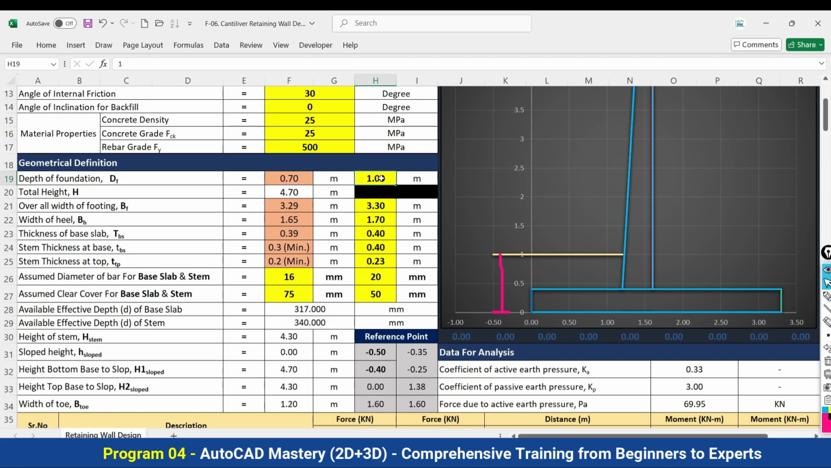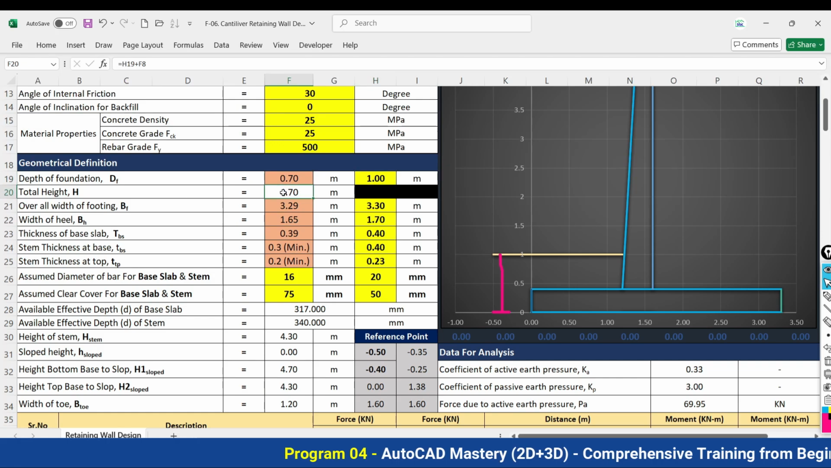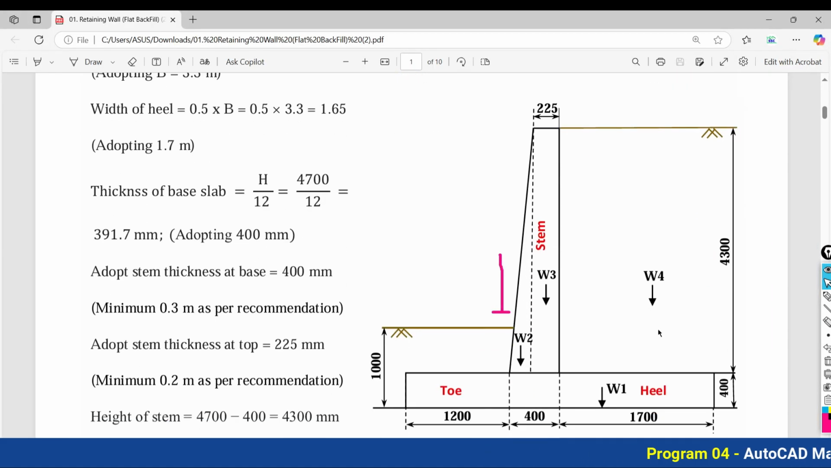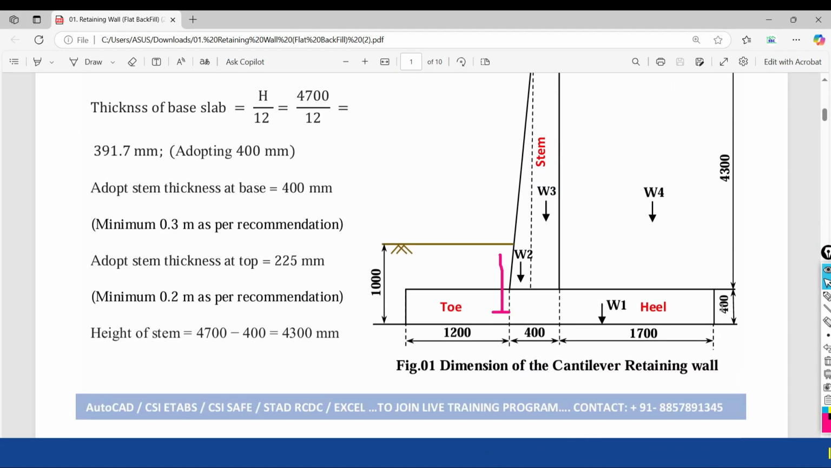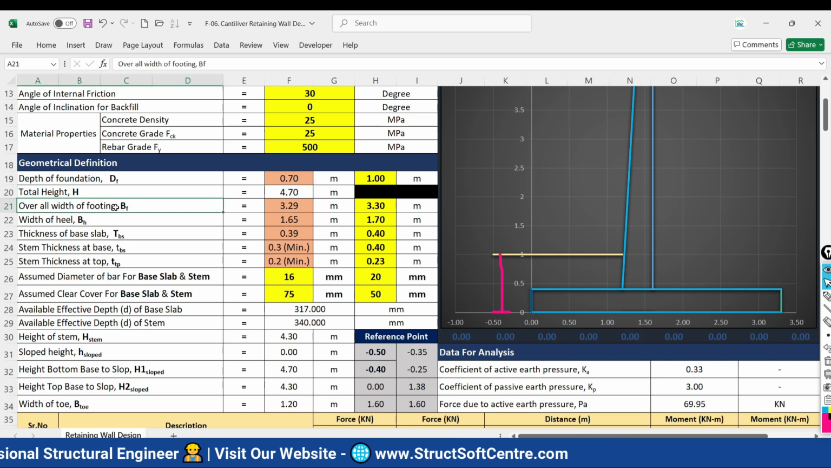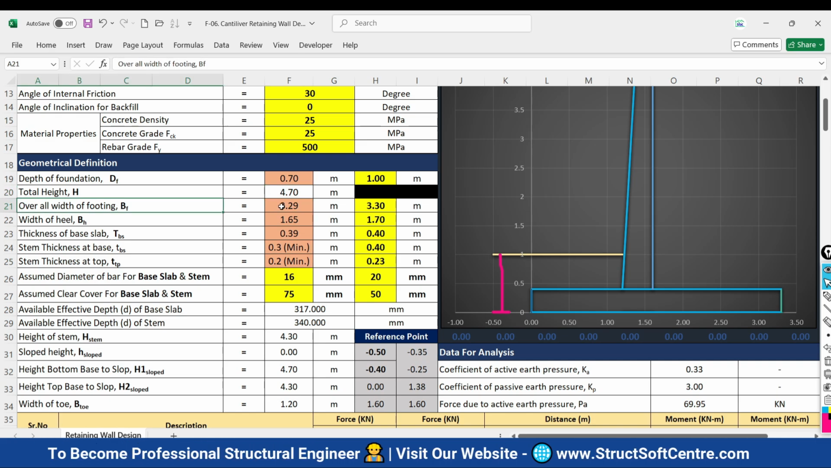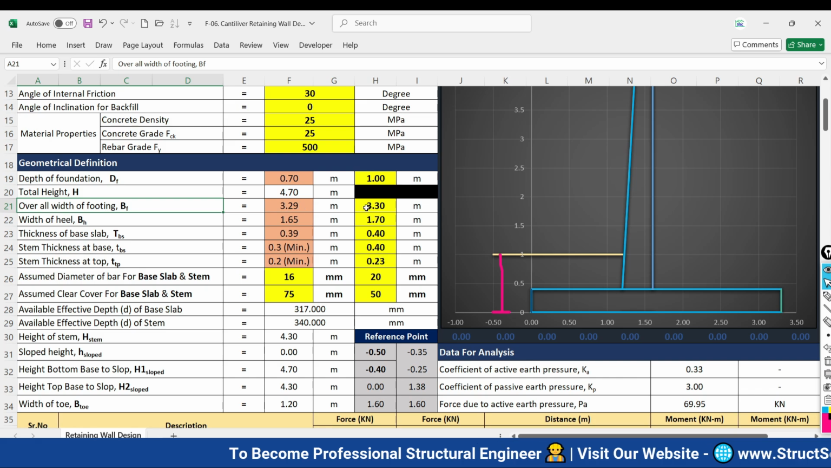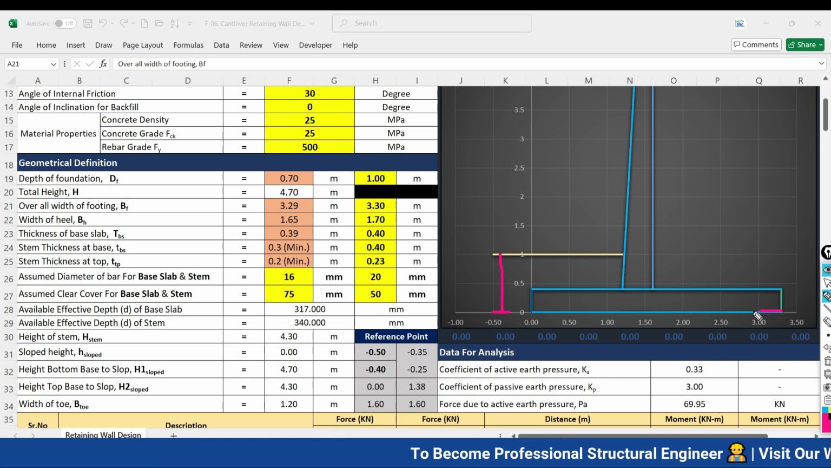So we are going to provide 1 meter. Total height is going to become 4.7 meter. As in your manual calculation, total height becomes 4.7: 400 plus 4300 is 4700. So we are going to write 4700 here. Overall width of the footing, meaning the base of the cantilever retaining wall, is 3.29 in demand. So we are going to provide 3.3.